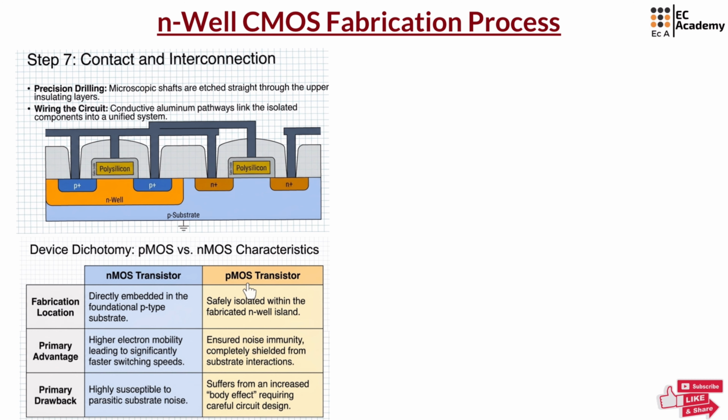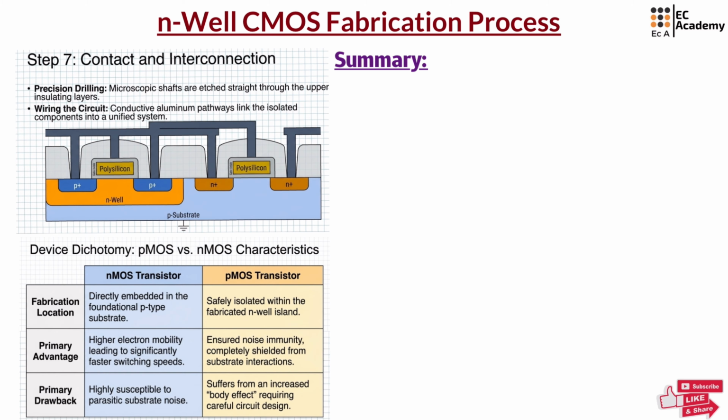The pMOS transistors are isolated within the N-well pool, which means they do not interact with the P substrate. So this will help in better noise immunity, but the pMOS transistor is affected by something called body effect. So while designing, we need to be careful to avoid this effect. The nMOS transistors are directly built on P-type substrate. As you can see in this diagram, they are directly built on P-type substrate. Because of this, the electrons present in them will move very freely, which is known as high electron mobility, which will make the nMOS transistor switch faster. One of the drawbacks of the nMOS transistor is that it is highly susceptible to parasitic substrate noise.